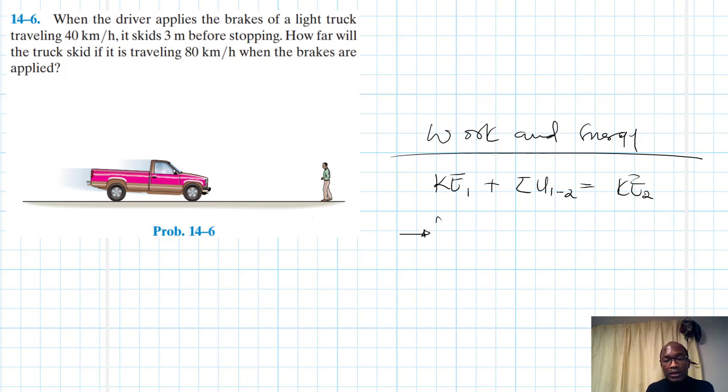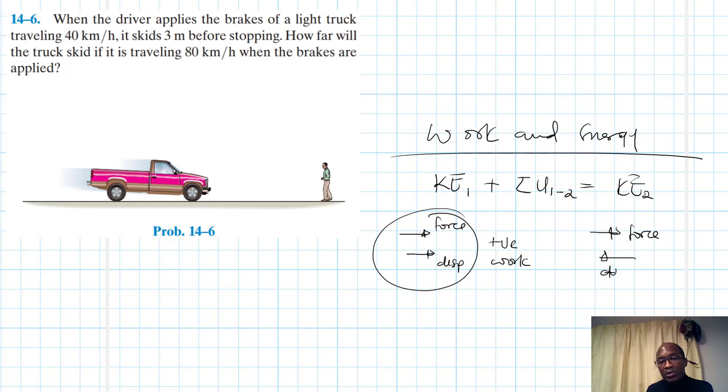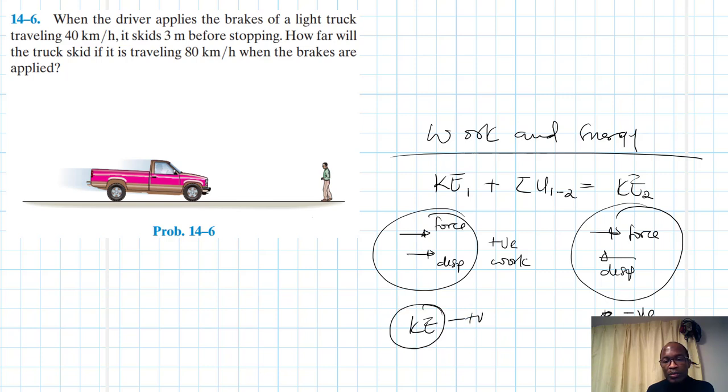For the work done, if we have the force in this direction and the displacement in this direction, then we call such a work positive. And if the force is in this direction and the displacement in the opposite direction, then such work is going to be classified as negative work. Kinetic energy is always going to be positive, because the velocity is squared.